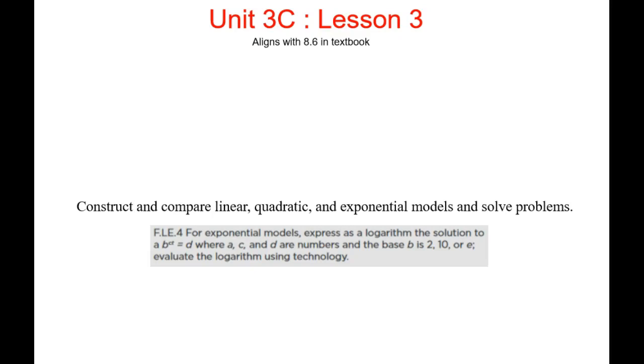Unit 3C, Lesson 3. In this lesson, we're going to discuss exponentials and logarithms. We're going to start by determining how to write an exponential in logarithmic form and vice versa. Then we're going to use those ideas to help us solve exponential equations and logarithmic equations.